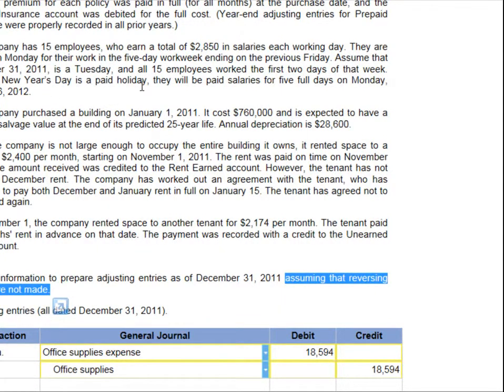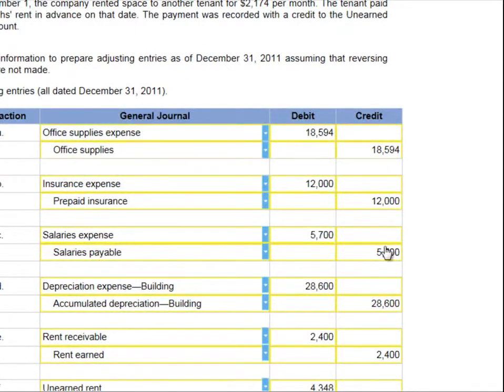It says because New Year's Day is a paid holiday, they will be paid salaries for 5 full days on Monday, January 6, 2012. The good news is we don't care about New Year's Day. We're concerned with December 30th and December 31st, Monday and Tuesday. So we want to know what salary to accrue for those 2 days. So really all we need to do is take the $2,850 times 2, and we get $5,700. So we debit salaries expense for that amount, credit salaries payable.